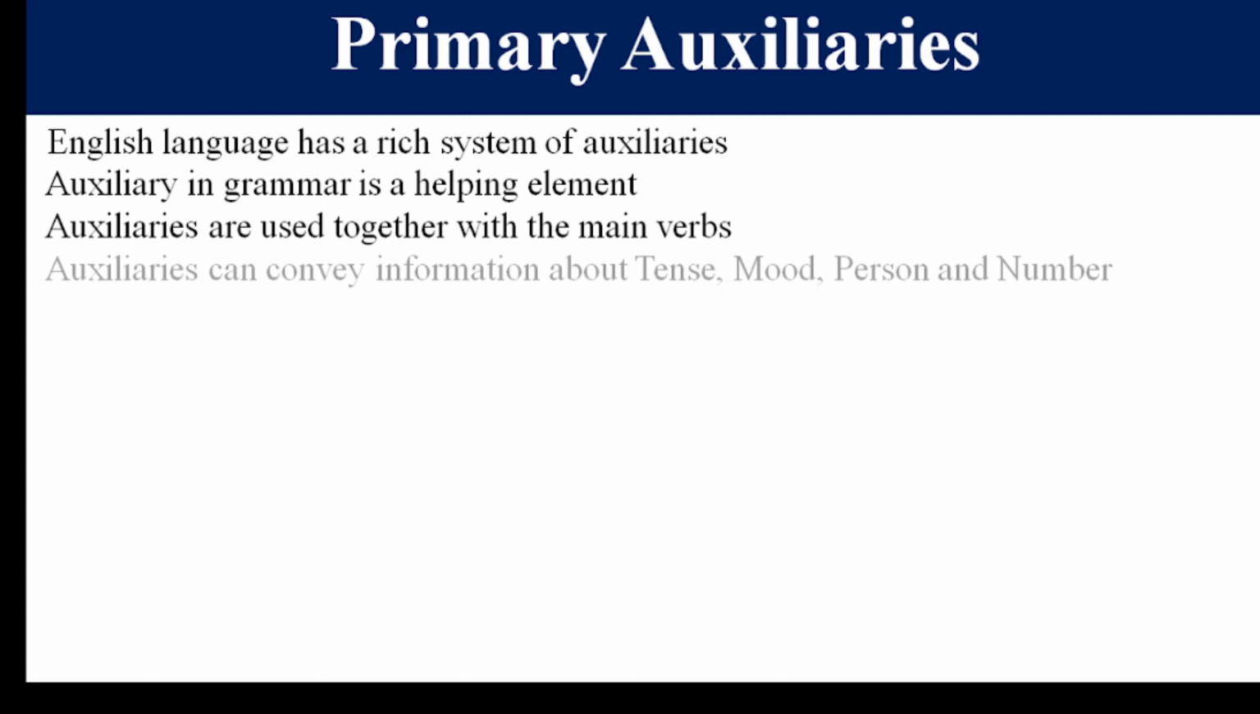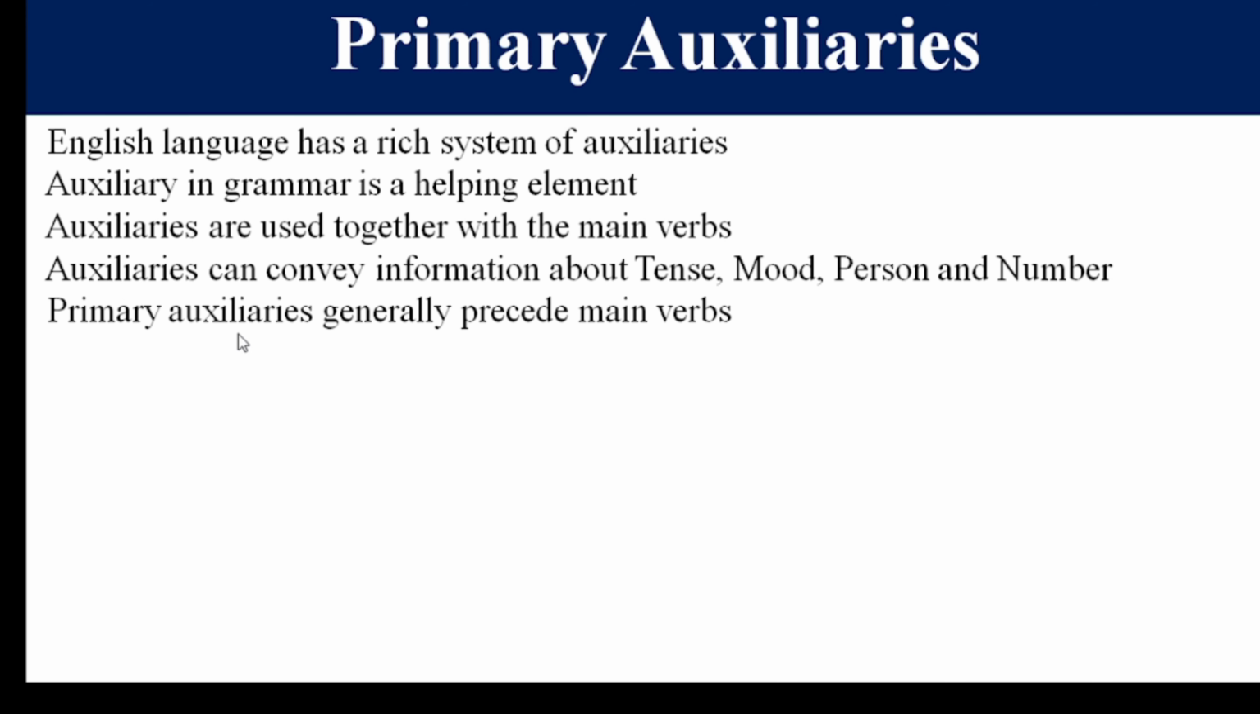Auxiliaries can convey information about tense, mood, person, and number. This is very important to understand, to see how an auxiliary is helpful to a learner. The learner can understand the tense of the structure, the mood, what kind of person it is, first, second, or third person, and the number, whether it is singular or plural. Primary auxiliaries generally precede main verbs, so they come before the main verbs. Auxiliaries perform different functions, which we will now understand.